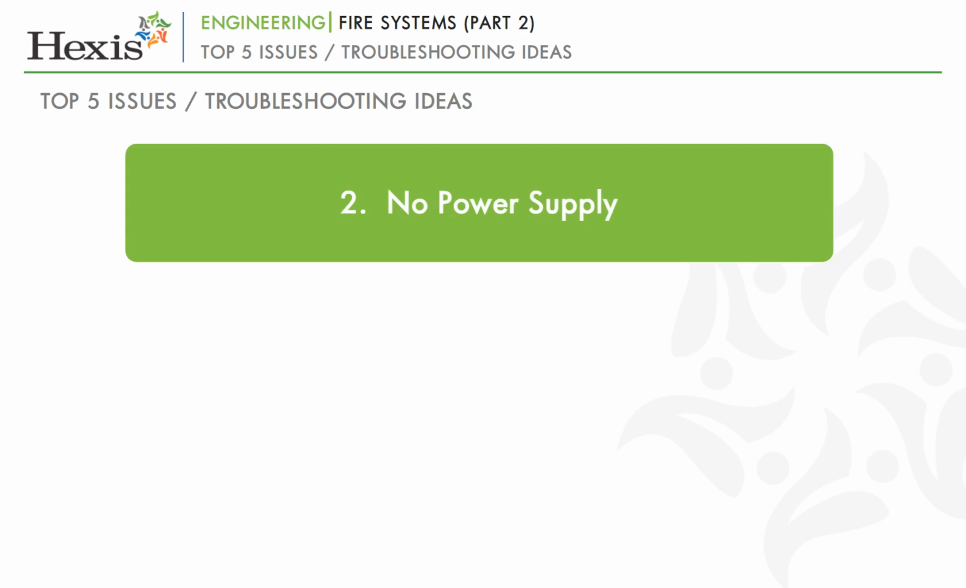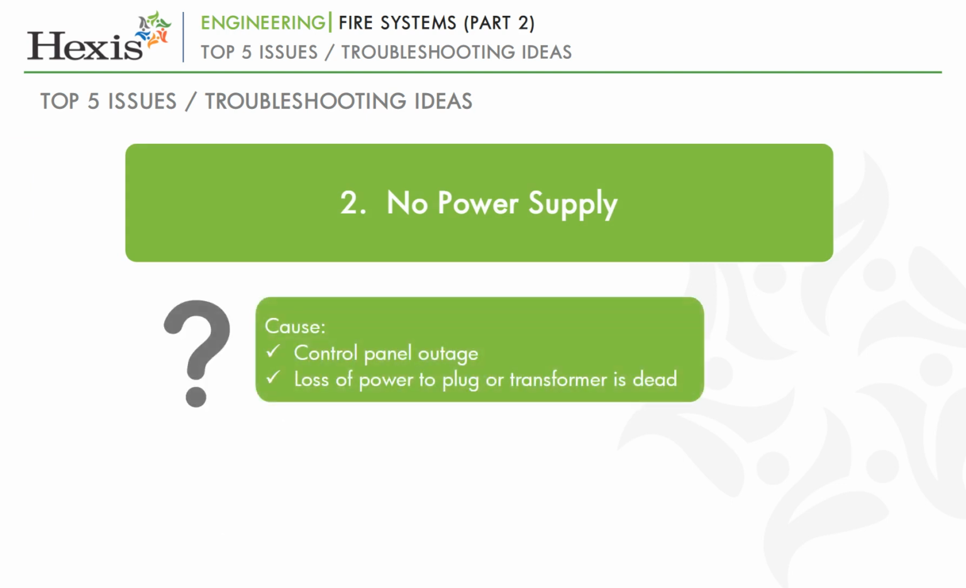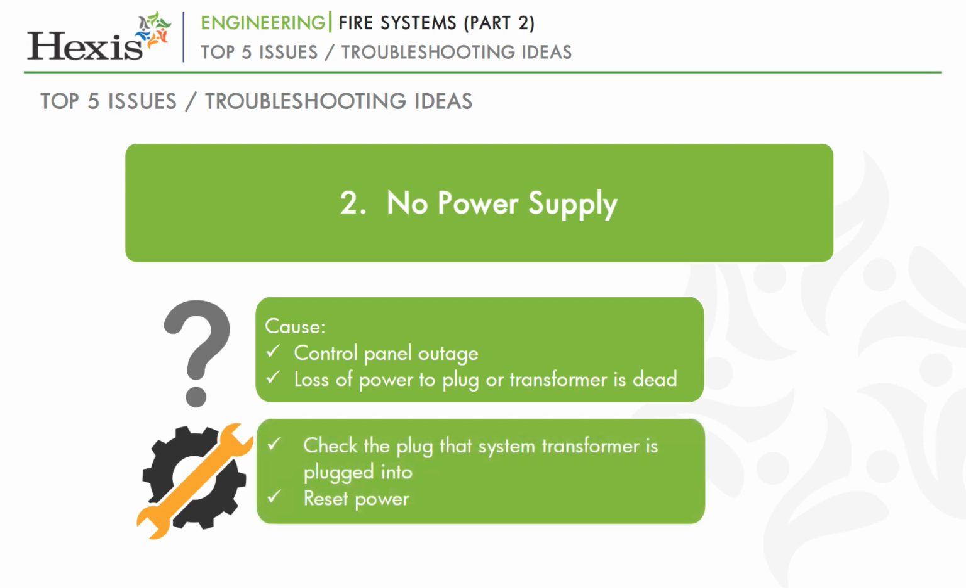No power supply. Cause: control panel outage, power outage to the house, loss of power to plug transformer for the system is dead. Troubleshoot idea: check the plug that the system transformer, a little 3x3 cube, is plugged into. It could be dead due to lack of power to the house, a tripped circuit breaker, or a popped GFI plug, usually located in the basement. Reset power. All should go back to normal, unless the transformer for the system went bad. If that happened, you'll need a service call.